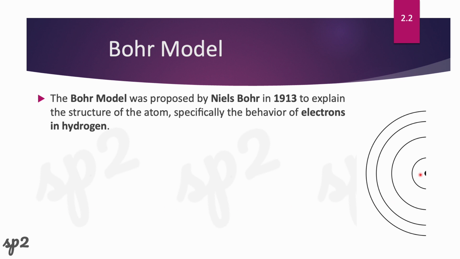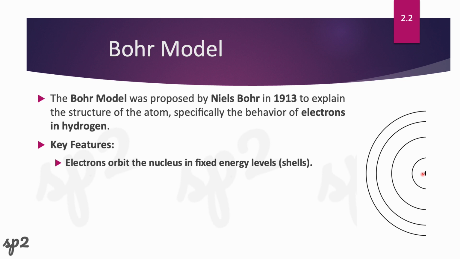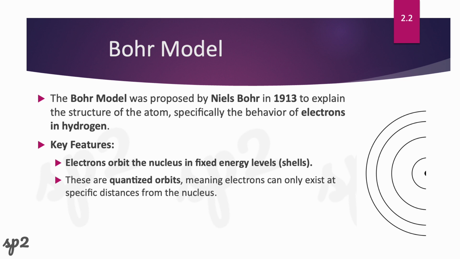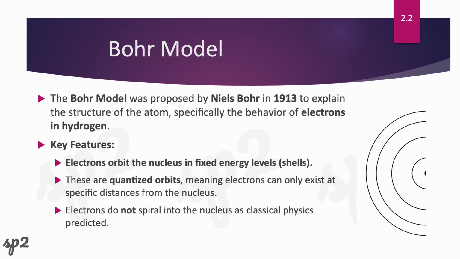Take a look at the right side. This is the nucleus, where we have all the heavy particles, protons and neutrons, and then the electrons spin around it, just like the solar system. The sun is in the center, and all the planets move around the sun. They move at very fixed distances from the nucleus. They call them quantized orbits, meaning that the electrons can only exist at specific distances from the nucleus. These electrons do not spiral into the nucleus, which is what classical physics would predict.